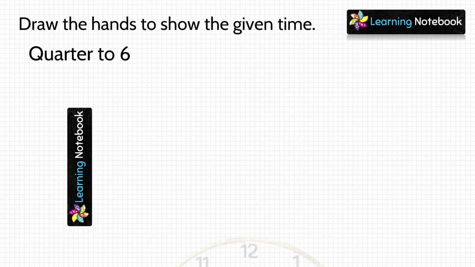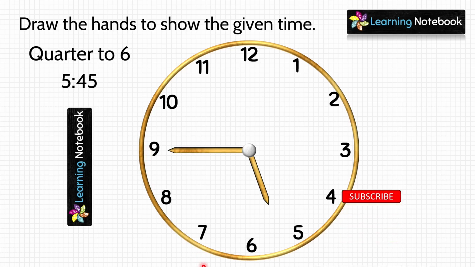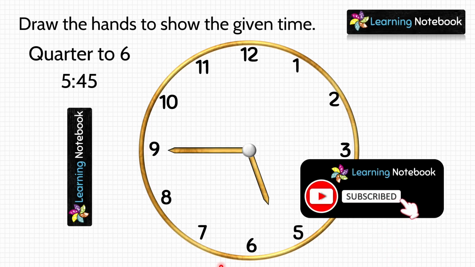Now let's do the last question. Here we have to show the time 5:45. So here the hour hand should be in between 5 and 6. And we have to represent how many minutes? 45 minutes. So this means minute hand should be at 9. So this is how we can represent 5:45.